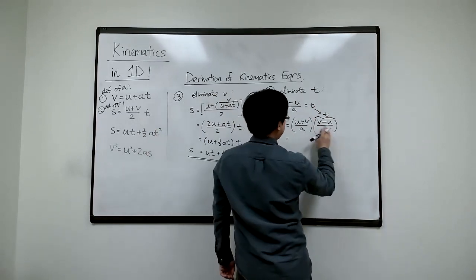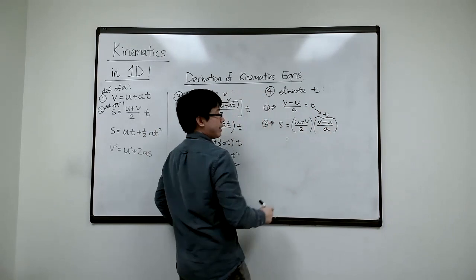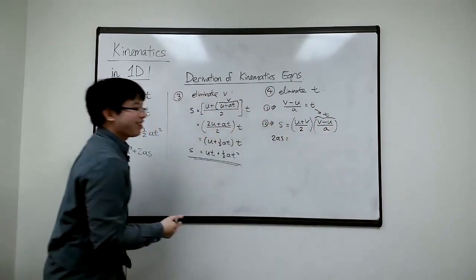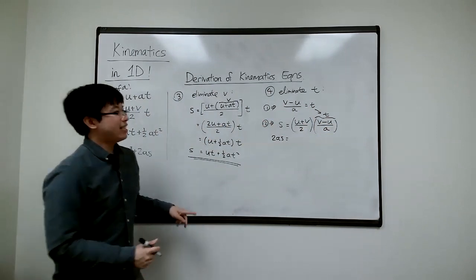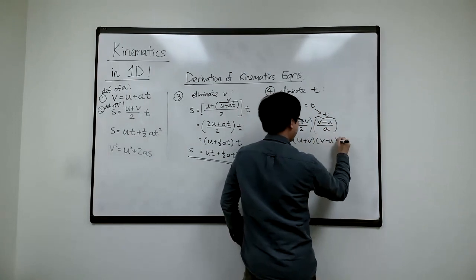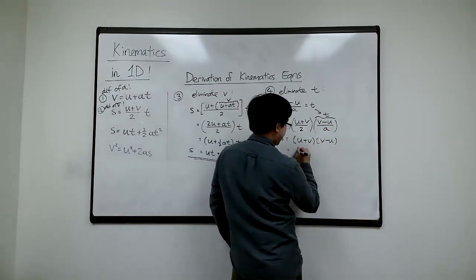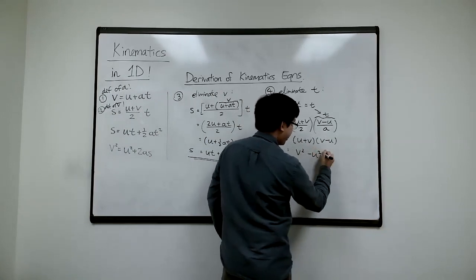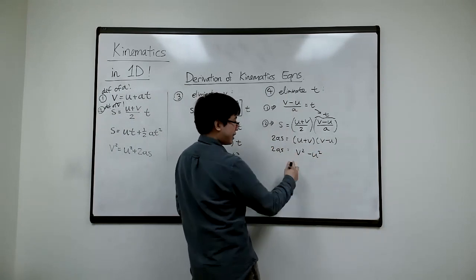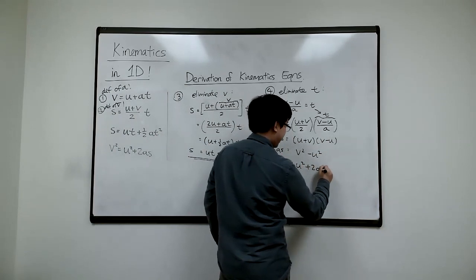So, divide by 2A, right? Okay, so let's multiply the 2A to this. I have 2AS, we're getting close, right? We have 2AS over here. And what's left? I have U plus V and V minus U, okay? You can expand those brackets out, and you should get V squared minus U squared, right? Double check that yourself. And now you can see, if I put the U over here, I get V squared equals U squared plus 2AS.